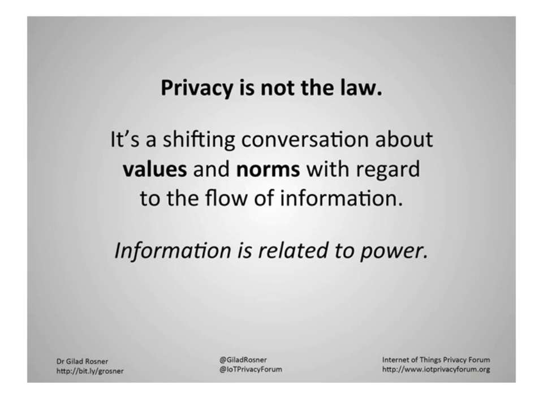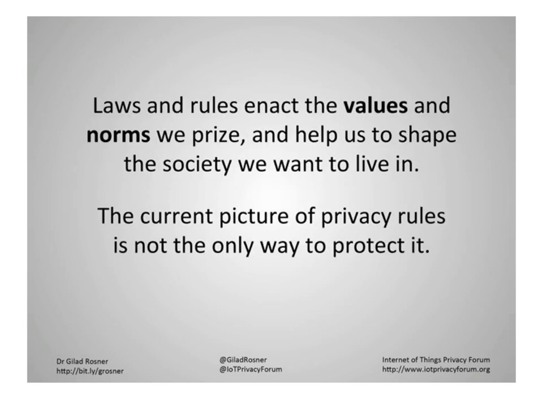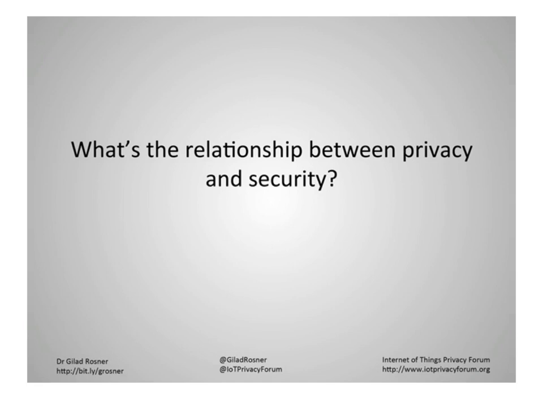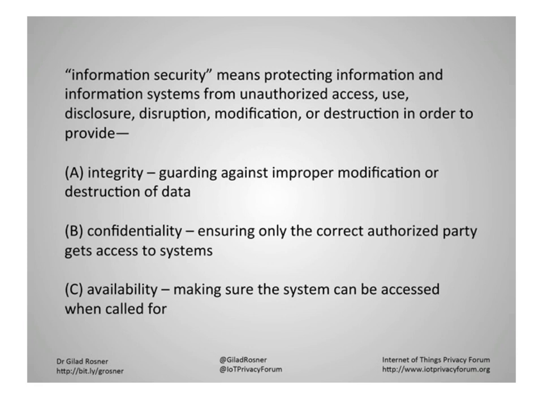So, what's the relationship between privacy and security? Oftentimes, commentators and others conflate the domains of privacy and security, but they are not the same thing. They overlap. Privacy is reliant on security, but they're separate topics. Let's take a look at a definition of security from a U.S. federal law. Information security means protecting information and information systems from unauthorized access, use, disclosure, disruption, modification, or destruction in order to provide integrity, which is guarding against improper modification or destruction of data, confidentiality, which is ensuring only the correct authorized party gets access to systems, and availability, making sure that the system can be accessed when called for.